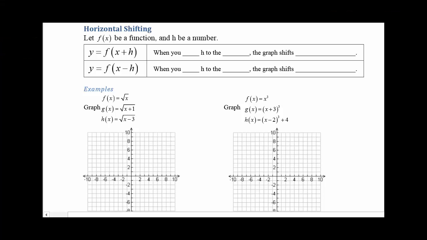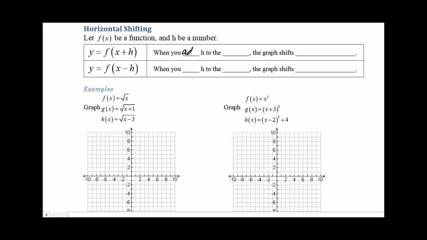All right, our next transformation is horizontal shifting. And this is if we're adding or subtracting inside the function. So you can see down below we've got examples of that. You notice we're adding 1 here and subtracting 3 inside the square root, as opposed to on the outside of the function where it moves it up and down. If it's inside, this actually moves it left and right. Now, it is kind of backwards of what we might imagine.